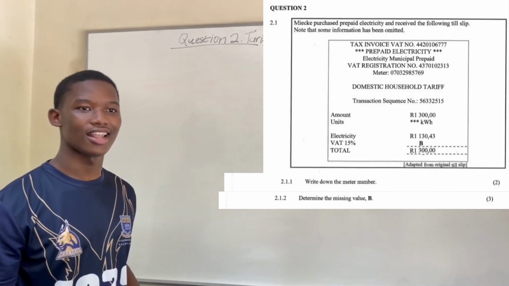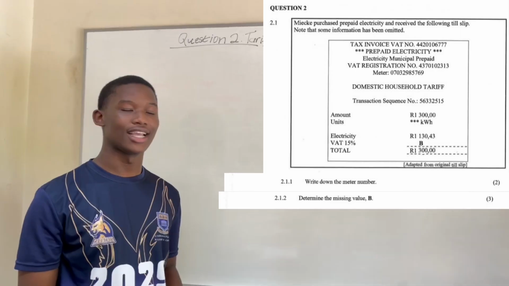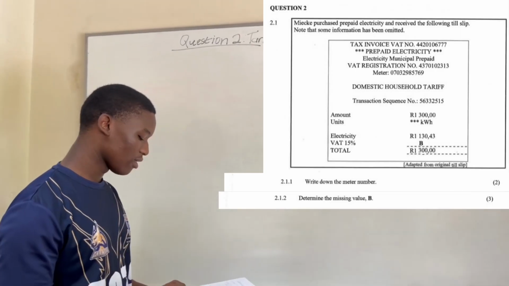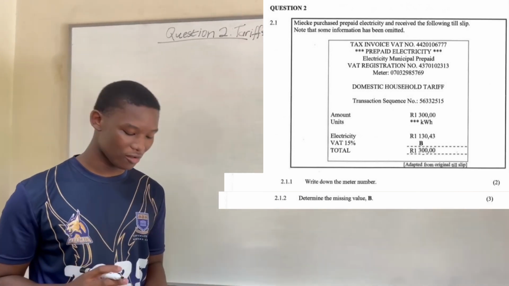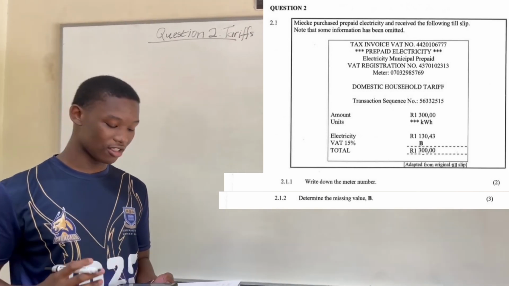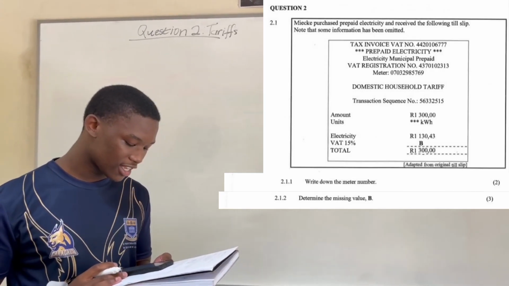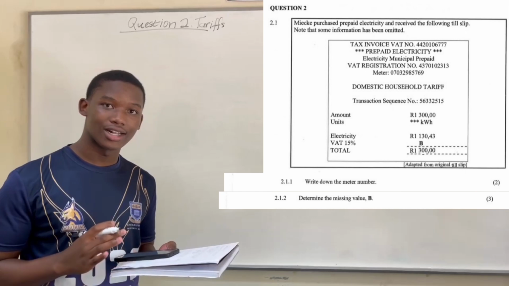Hello, Maths Literacy learners. Today we're going to do a practice question on tariffs. So we'll first read the statement that is on your screen right now and answer the questions that follow. The statement says, Miyeke purchased prepaid electricity and received the following till slip.